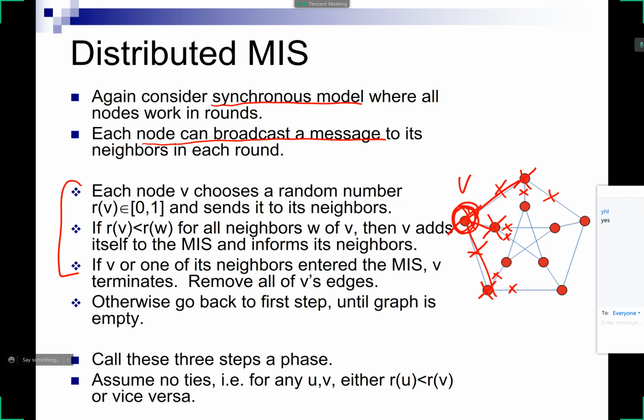Now let's make a simplifying assumption, which is that when you select these random numbers, you never have any ties. You can do that just by selecting a real random number, instead of some sort of fractional number. If you select a real number, it's very unlikely that you get a tie. Or alternatively, you could append the number that you select with your node ID, and then compare this pair of numbers lexicographically, and that way you would never have any ties. In any case, it's easy to ensure that there are no ties, and so we're just going to assume that.